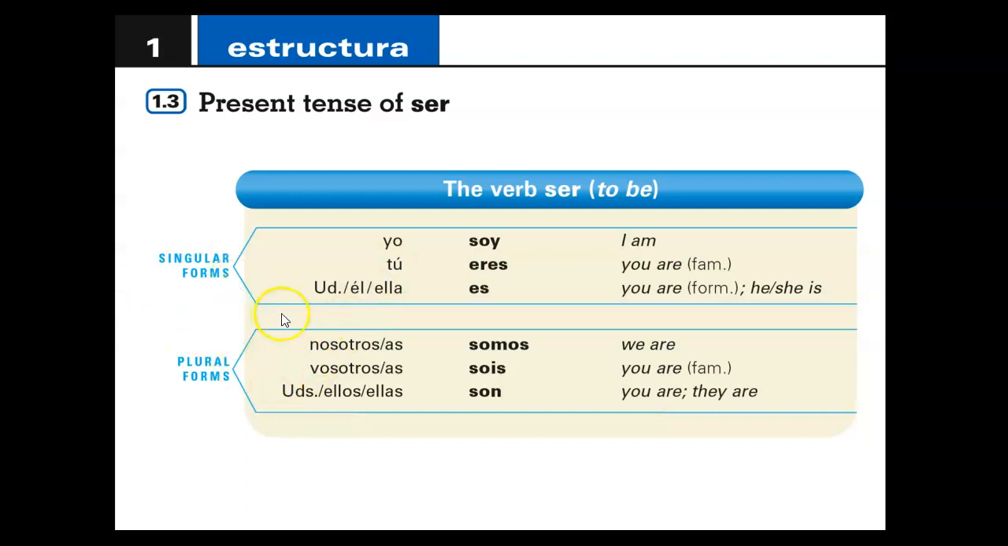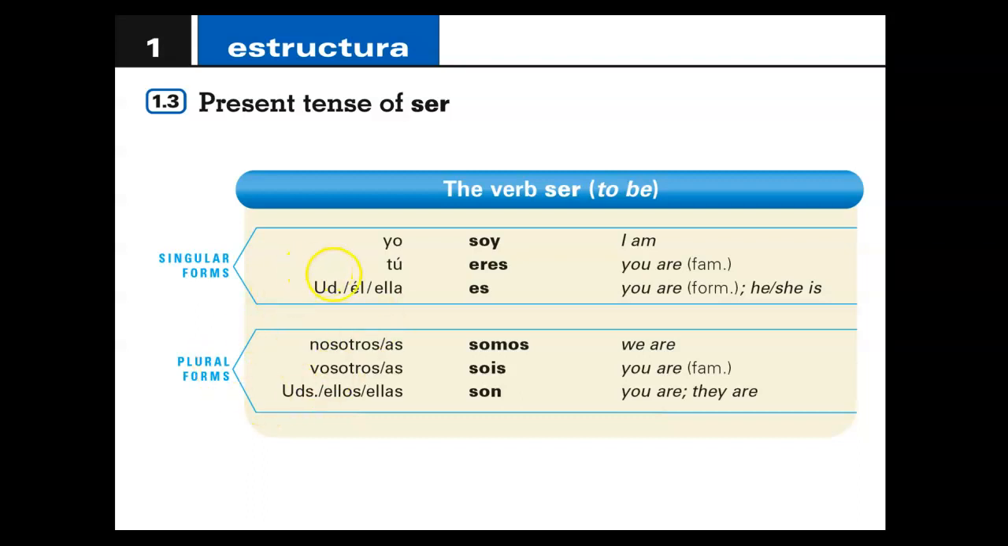So this one would be you are, then you have you are formal. So that changes, so it's going to be usted es, so you are, él es, which means he is, ella es, which means she is. And remember, when you guys learn the alphabet, your two L's make the Y sound. So I don't need to hear ella. That's wrong. It has to be ella es. So that means she is.